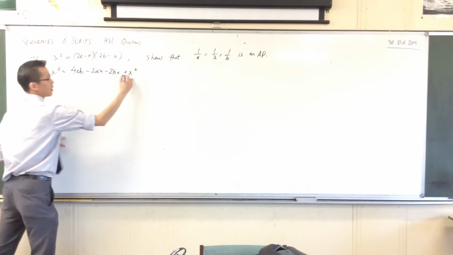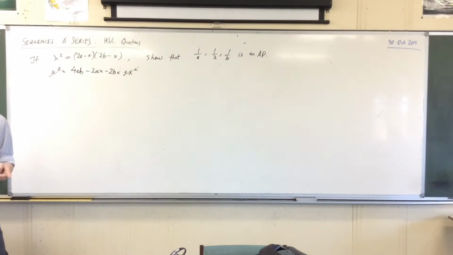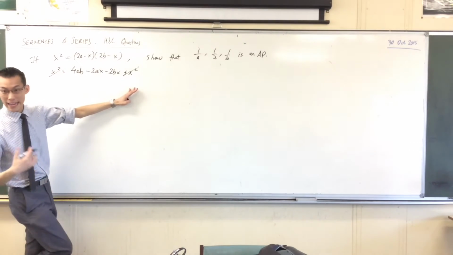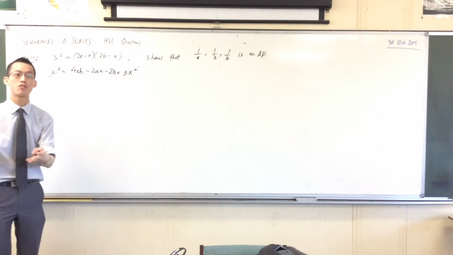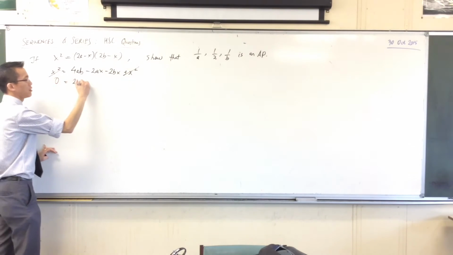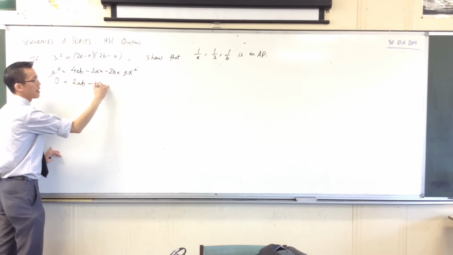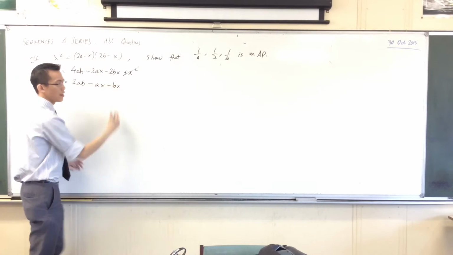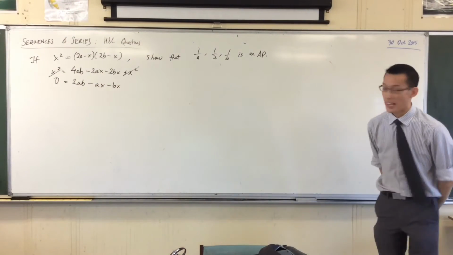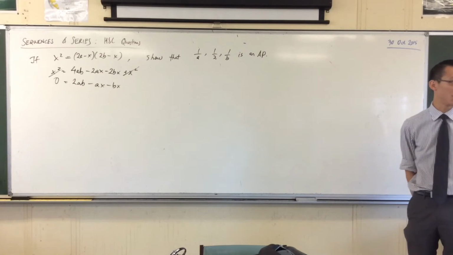So, gone, gone. As I do that, I can see there's something else I can easily do, namely that all these coefficients are even, right? So I can just divide through by 2. You happy with that? So I have a 0 over here. Then I've got 2ab, take away ax, take away bx. Okay? Not too bad. Anything else you can see that I could do from here?